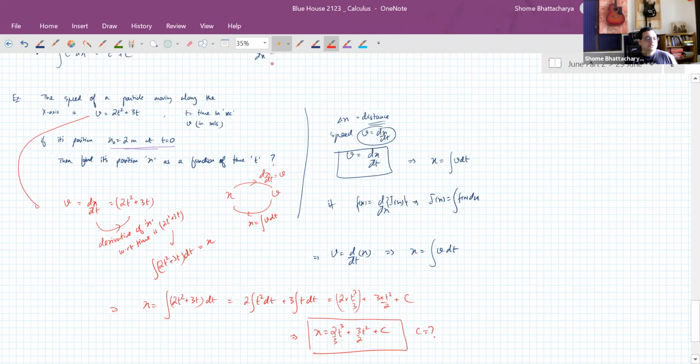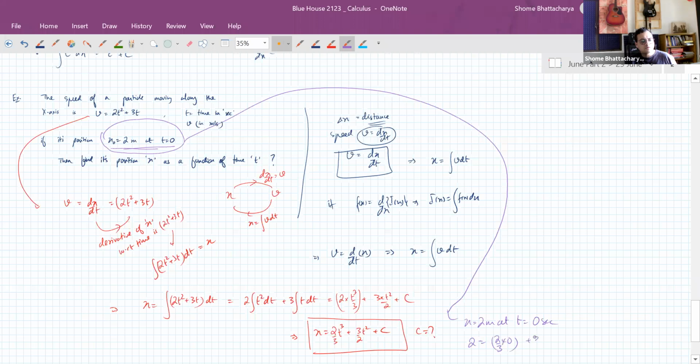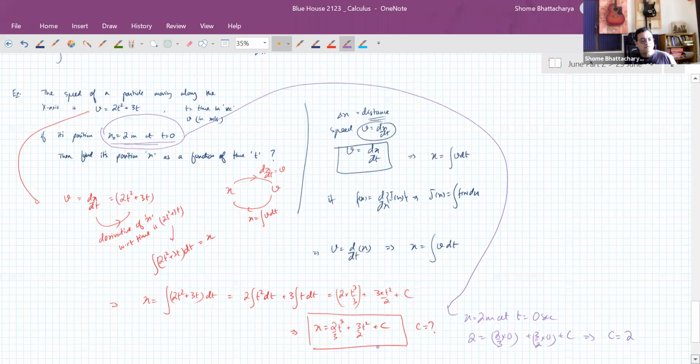Now, how will we find the value of c? We'll find it from this statement. We substitute: x should be equal to 2 meters at t equal to 0 seconds. So 2 equals 2 by 3 into 0 plus 3 by 2 into 0 plus c. That means I'm getting my value of c as 2. Now I know that x is not an indefinite function; it's a definite function which has this nature.